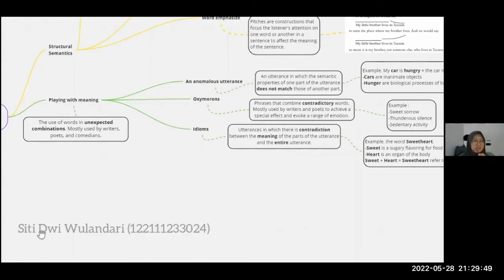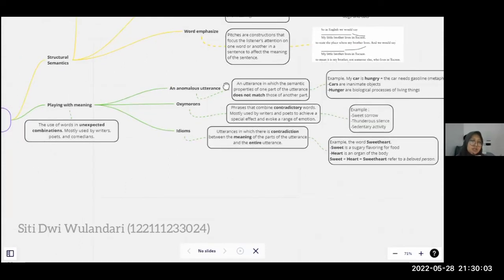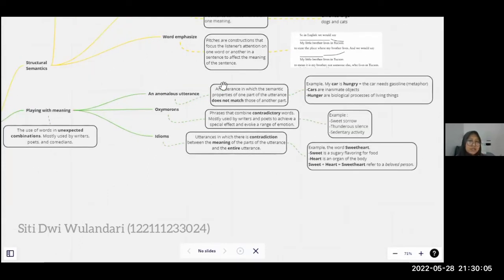Okay, my name is Siti Dwi Wulandari with the last three student number 0 to 4, and I will be explaining about playing with meaning. Playing with meaning is the use of words in unexpected combinations, mostly used by writers, poets, and comedians, and other people, especially English speakers. There are three ways of playing with meaning. The first one is an anomalous utterance.